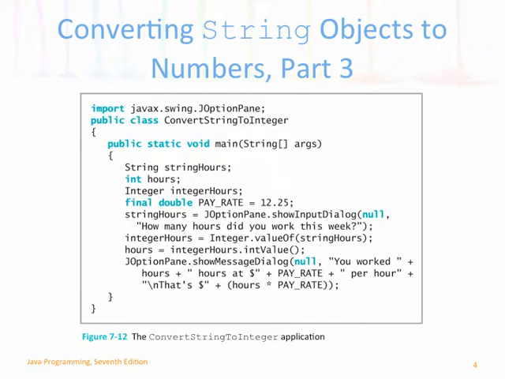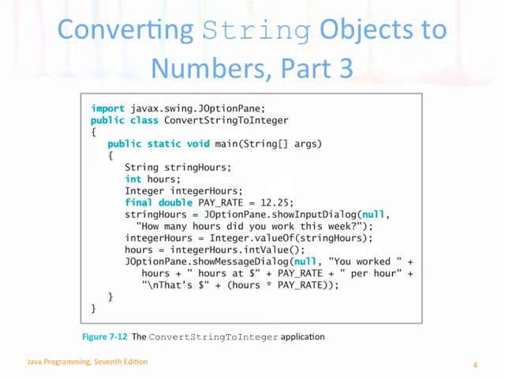Here's an example. Assume we want the user to input how many hours they worked this week. This particular program calculates pay. We set up String hours, int hours, Integer hours. We've declared a few more objects here than I think we normally need, but that's okay. Final double PAY_RATE. Notice PAY_RATE is all in uppercase, and that's to indicate this is a constant. It's not going to change. And the pay rate throughout the running of this program is 12.25.